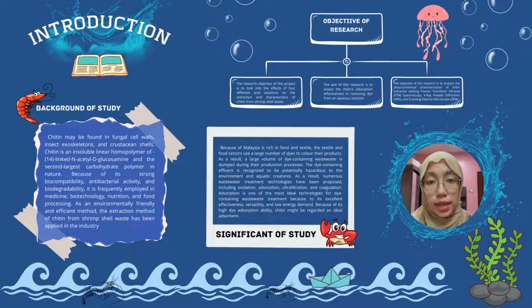And last, the objective is to analyze the physicochemical characterization of chitin extracted utilizing Fourier transform infrared spectroscopy, X-ray powder diffraction, and scanning electron microscope.